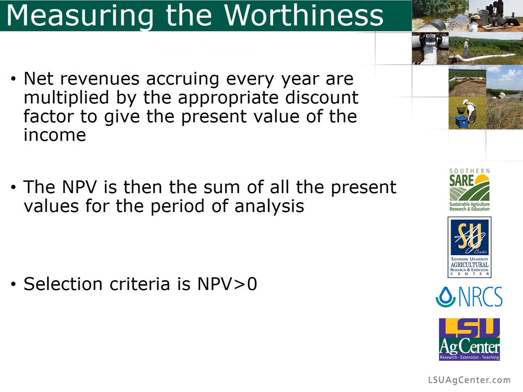Quickly talking in brief about the previous slide: net revenues, where we calculate benefits minus cost, accrue every year, and they are multiplied by the appropriate discount rate to give you the present value. And then the sum of all those present values is nothing but net present value. If you remember, the selection criteria is that if net present value is positive, that particular investment is adding value to your enterprise, so we adopt that practice. If adoption of that particular practice is not adding value, in other words, if NPV is less than 0, you do not adopt that practice, or you look for other alternatives.